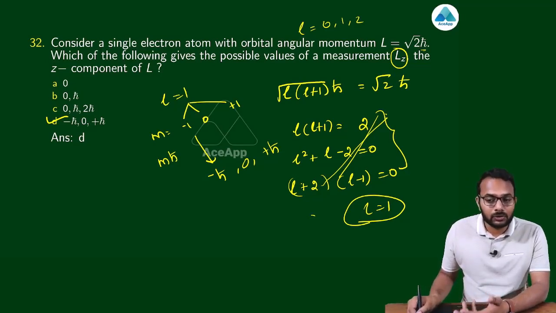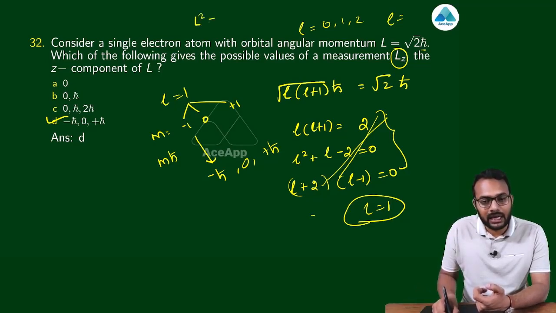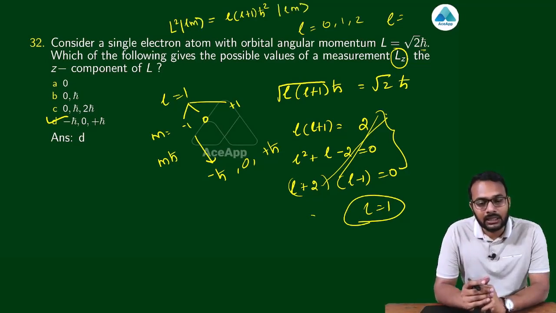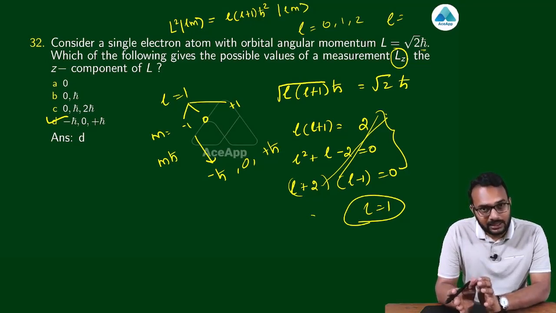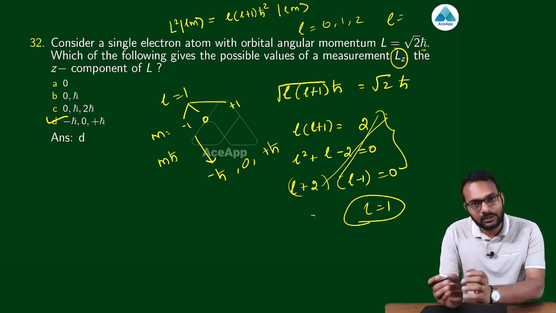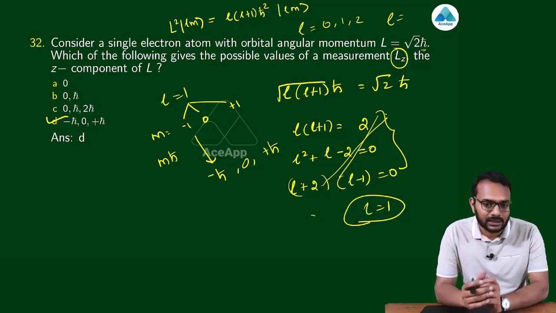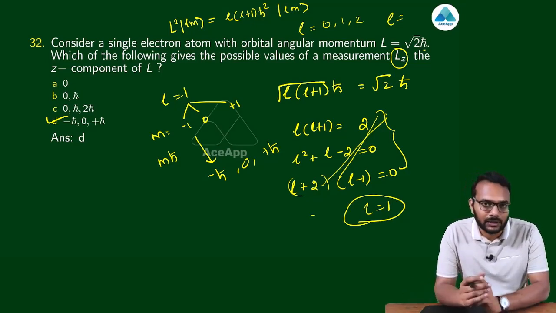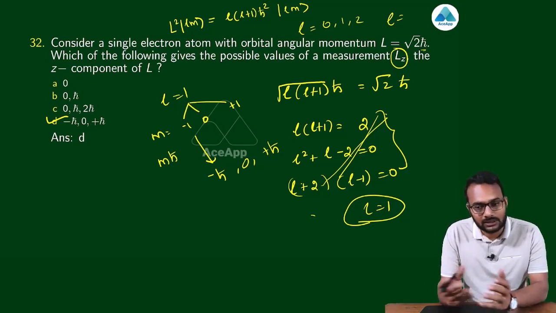The eigenvalue of L square is L into L plus 1 h cross square, multiplied by the state Lm. So the eigenvalue of L square is not L, it's L into L plus 1 h cross square. The eigenvalue of J square is not small j, it's J into J plus 1 h cross square. For spin half, the S square eigenvalue is half into half plus 1 h cross square. The same logic works everywhere.